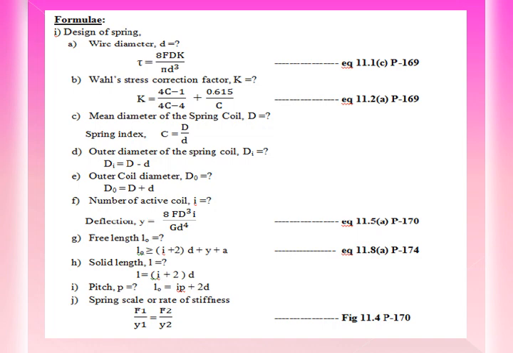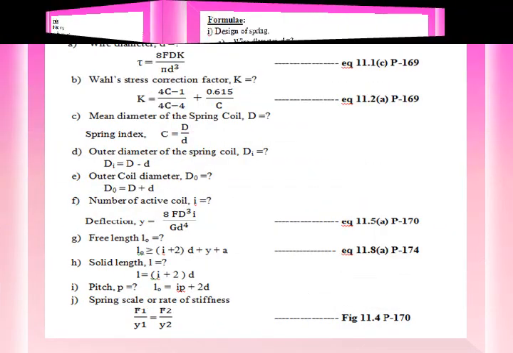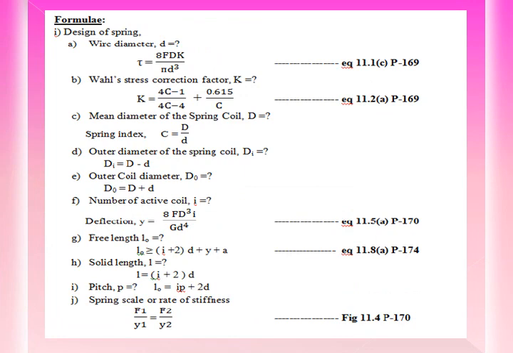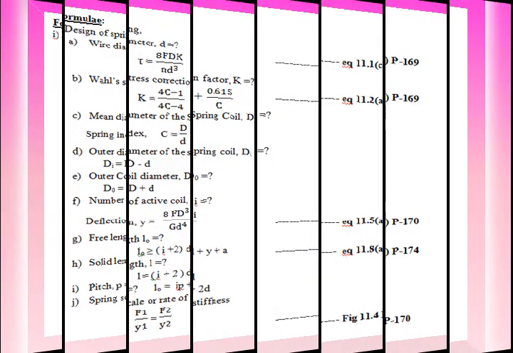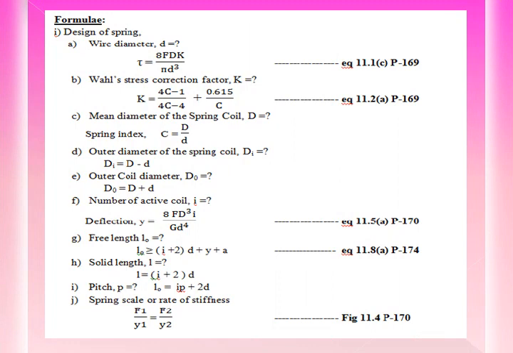For F we should consider either the least, that is initial, or the final load, that we will discuss later, and shear stress he has given. The Wahl stress correction factor K is equal to question mark, that we are supposed to find to get the unknown d. K is equal to, from equation 11.2a, page number 169, K is equal to 4C minus 1 divided by 4C minus 4 plus 0.615 divided by C, where C is nothing but the ratio capital D by d, or spring index. And the mean diameter of the spring, capital D, can be evaluated by using the spring index, capital C is equal to capital D by d.